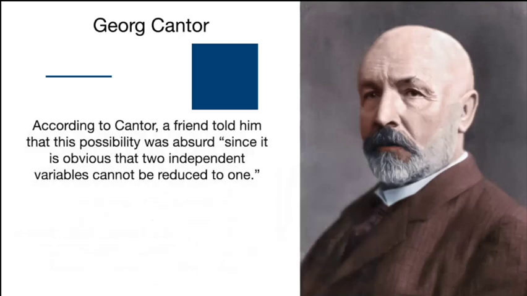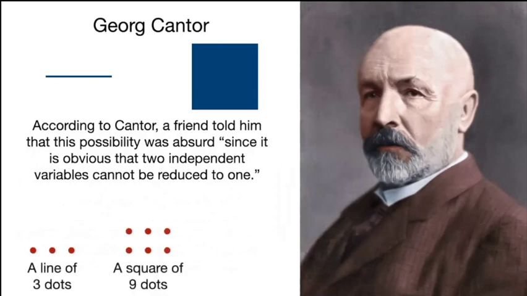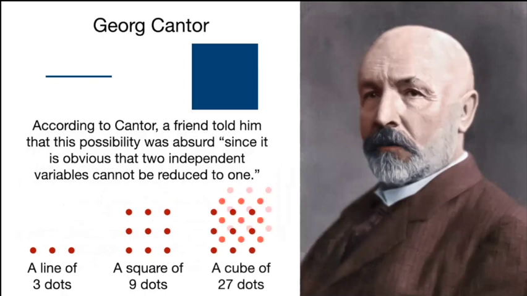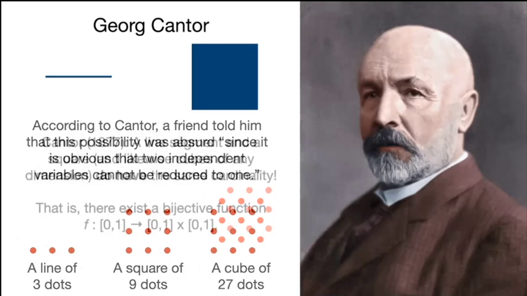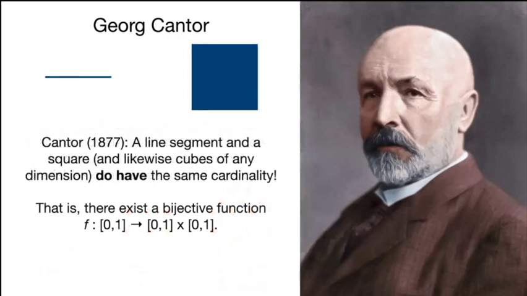And he said that a friend had told him that this was absurd, since it is obvious that two independent variables cannot be reduced to one, right? So two dimensions and one dimension can't be the same. There can't be such a function. And just as an example, if we had a line of three dots or a square of nine dots or a cube of 27 dots, those are different numbers of dots, right? So a line, a square, and a cube have different cardinalities if you think of them in this crude fashion. Okay, but what Cantor showed is that there does exist a bijective function between a line segment and the square or cubes of any dimension.